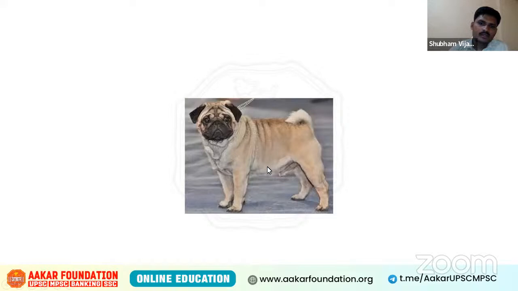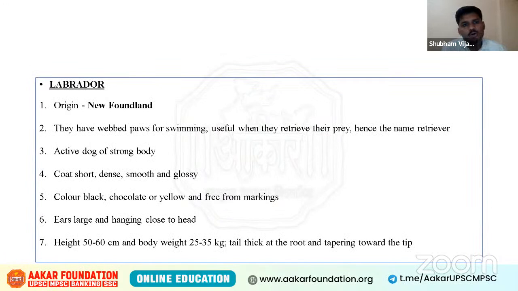It looks very attractive. Then the next one is the Labrador. Labrador dogs are also very attractive, and this is one of the most utilized home dogs in India, and the complete name is Labrador Retriever. Origin is from Newfoundland, and they have webbed paws for swimming, useful when they retrieve their prey. That's why the name came from the verb retrieve. When something has been thrown, they will retrieve it back to us. There are mainly two types of retriever that can be domesticated as a companion animal at home. First one is the Labrador retriever, and the next one is the Golden retriever.